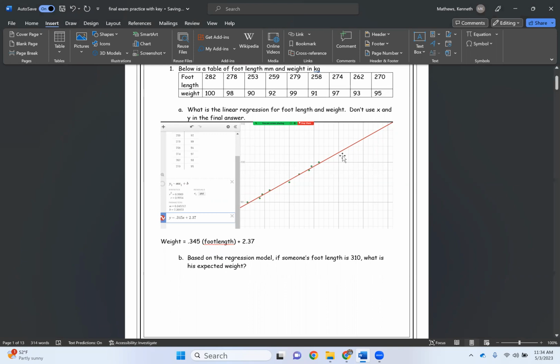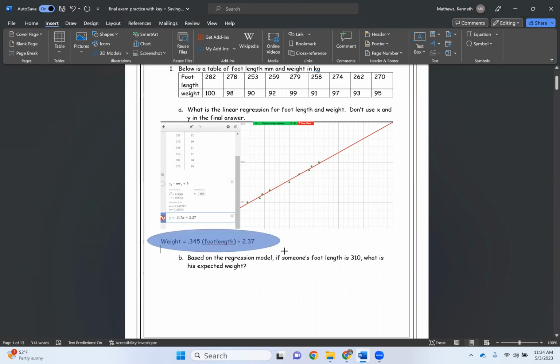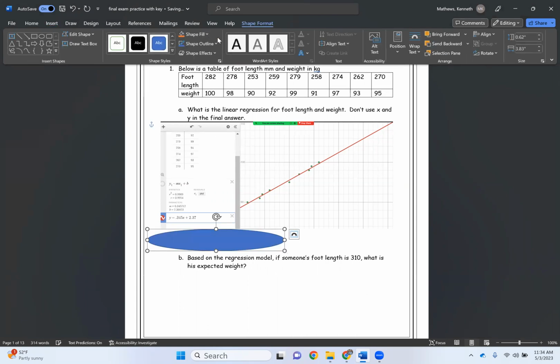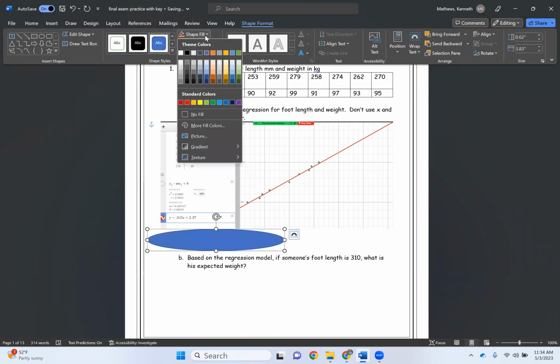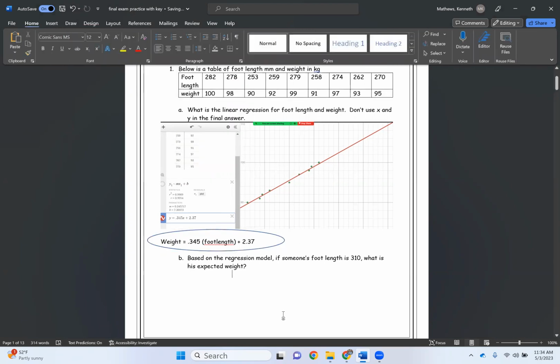And I would say that should be circled. So we're going to insert a shape. It's a circle. And I'm going to have no fill. Okay, there, our final answer is circled.